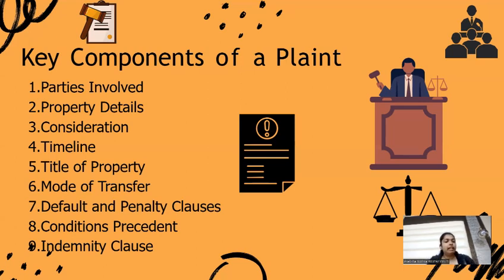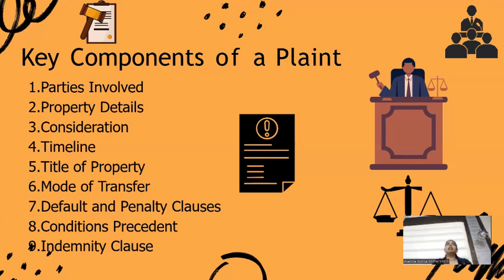Right? So next is your title of the property. Now the seller, whoever is selling the property, or the vendor who's selling the property, needs to declare that they have clear, uninterrupted, legal possession and ownership over the particular property. Now that needs to be declared in your agreement of sale.